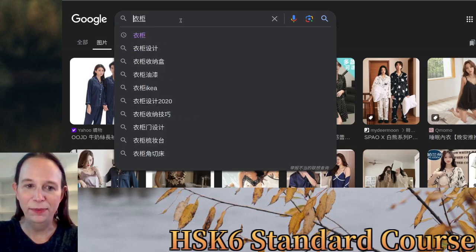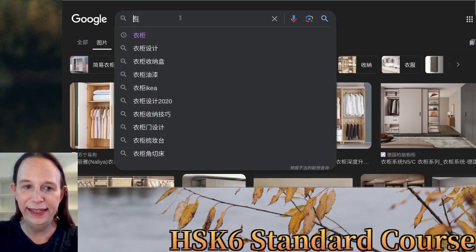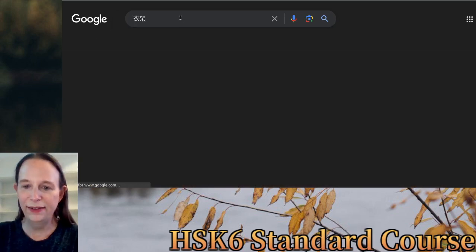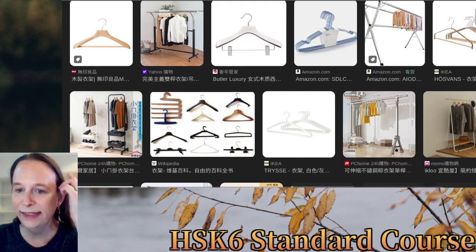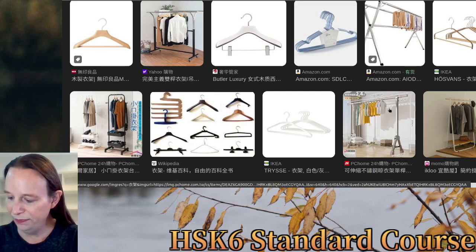衣柜 you probably already know, but 衣柜 is where you put your clothes inside. The other one is 衣架. This one. So with the 衣架, you hook your clothes on it. Yeah, so 衣架, clothes rack. So there's different types of 架, 衣架.